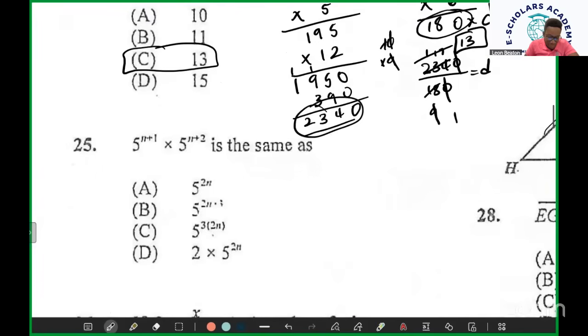All right, so 25. 5 raised to the n plus 1 multiplied by 5 raised to the n plus 2 is the same as... All right, so we know what the powers do. If you're smart and you know tomorrow's the exam, if you see the same exact question, you know what you've got to do. I'm not saying you should, right?